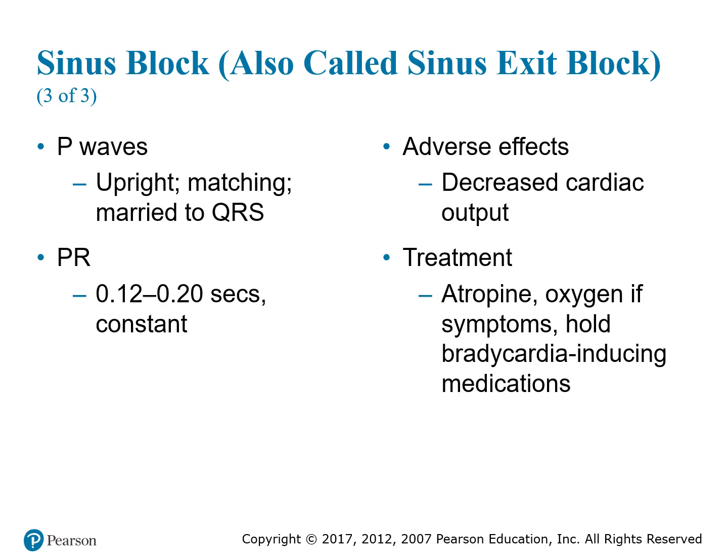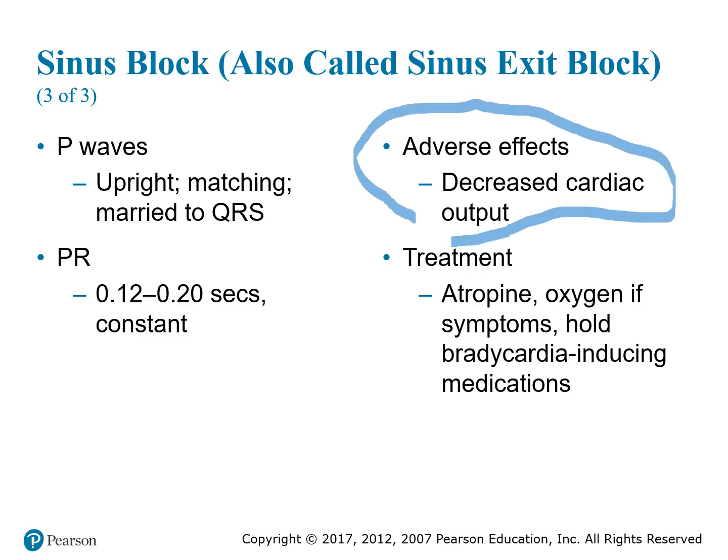In a sinus block, your P waves are going to be upright. They're going to be married to your QRSs. Your PR is going to be 12 to 20 like normal. Adverse effects, decreased cardiac output. That's a very common adverse effect of a lot of heart rhythms you'll see. You would treat this with atropine, trying to speed up the heart rate, oxygen, and then hold any bradycardic or bradycardia-inducing medications.